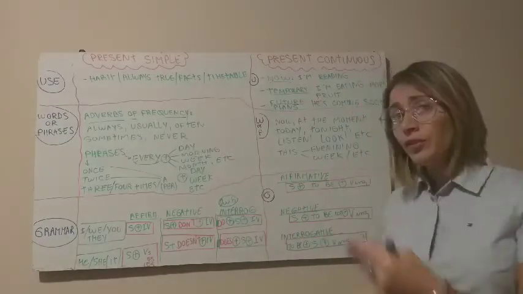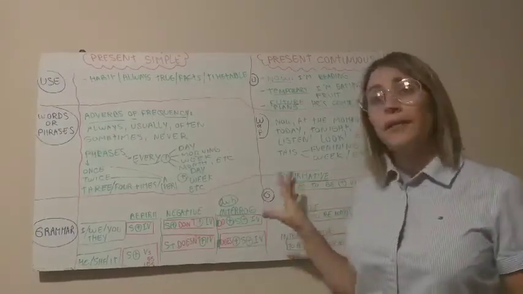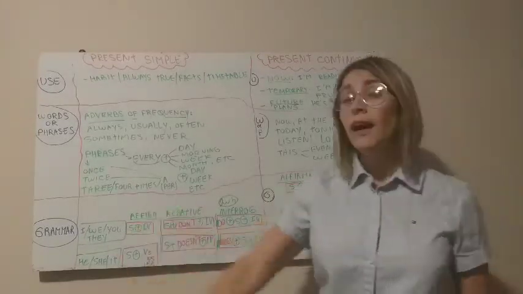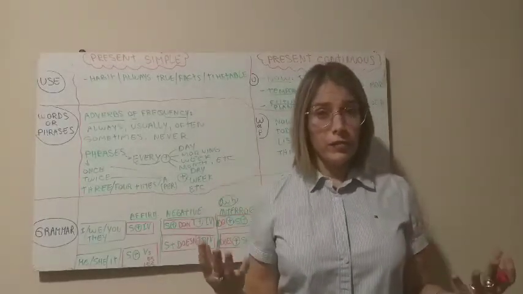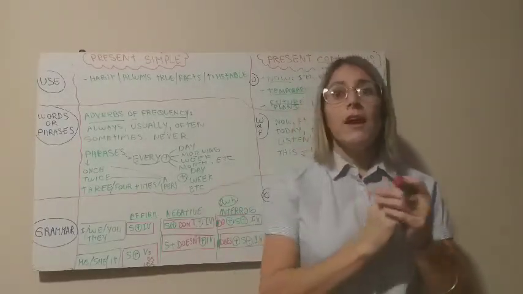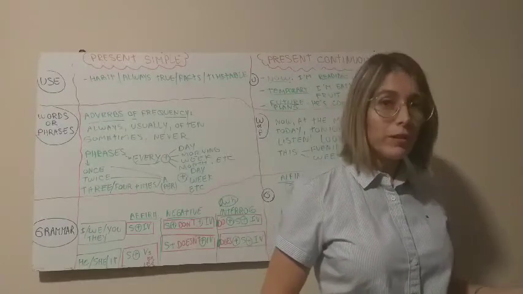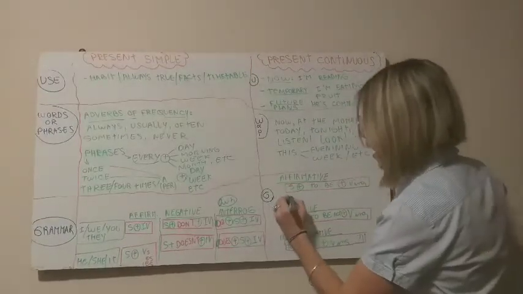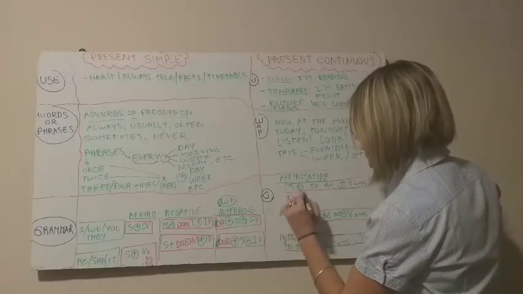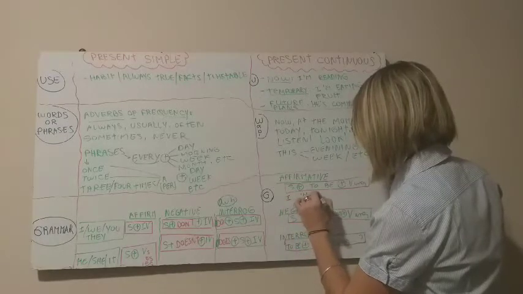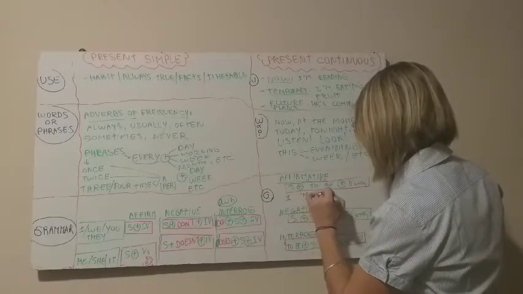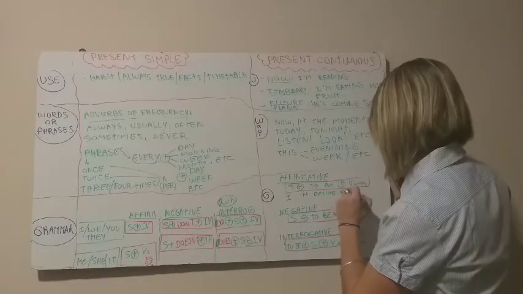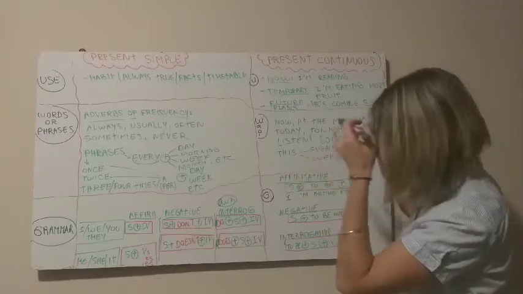Great. After that, we are going to see the grammar. According to the grammar, we're going to have, as we have seen here, three different kinds of sentences: affirmative sentences, negative sentences, and interrogative ones. Affirmative sentences are going to be like this. For example, I'm eating fruit, or I'm eating more fruit.